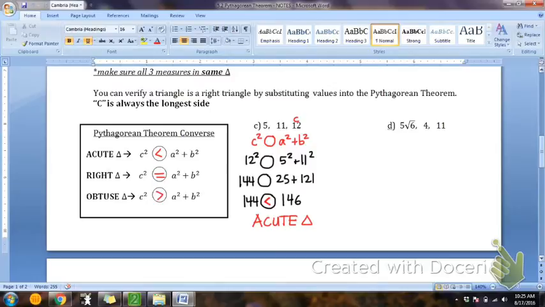Okay, so let's look at example D. What's the problem with D? Okay, why is 5 radical 6 a problem? It's confusing. Okay, what else? You already got to square some things, right? But in order for me to get started, I have to know which side is actually the biggest. And if I don't know what 5 radical 6 is, I don't know if it's the c value or not.